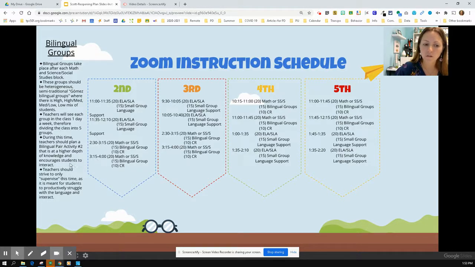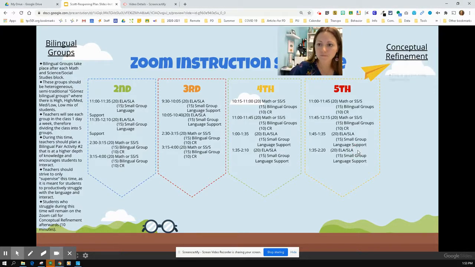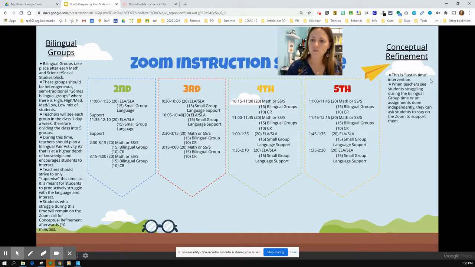Teachers should strive to only supervise at this time, as it's meant for students to productively struggle with the language and to be able to interact. Students that are struggling during this time can remain on Zoom for conceptual refinement afterwards. So, conceptual refinement is this idea of just-in-time intervention. When teachers see students that are struggling during the bilingual group time or on assignments that they've done independently, then they can ask students to stay on the Zoom link to be able to support them. Only the students who just had the bilingual group will remain.